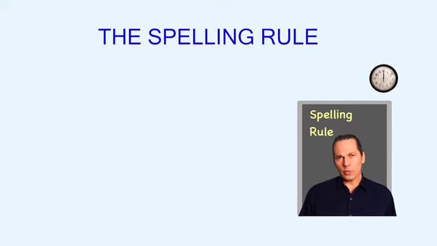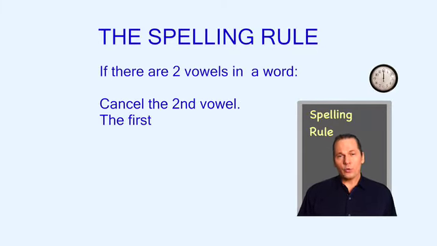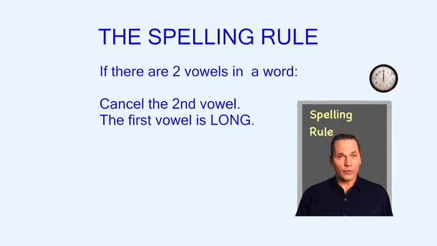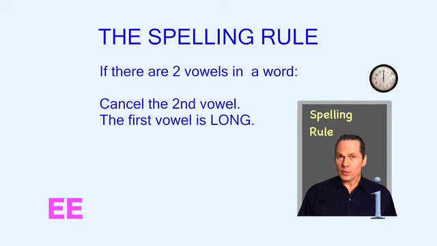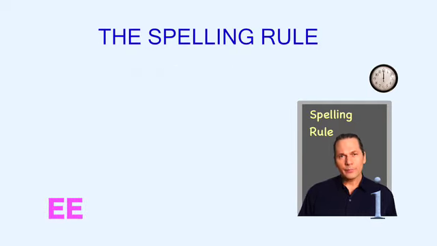Let's look first at what to do when you have 2 vowels in a word. In this case, the rule is to cancel or cross out the second vowel and use the long pronunciation for the first vowel. So, for the written vowel E, when there are 2 vowels in a word, and the first one is an E, we will use the sound which is its name, which is the sound E, the first sound that we drilled.